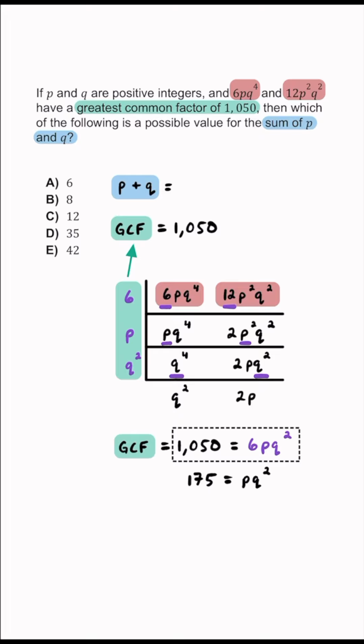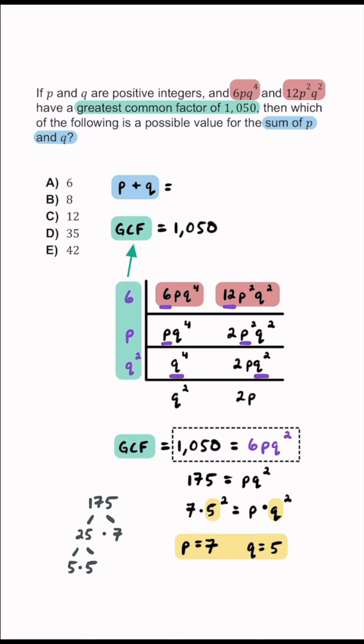the second power. Using the prime factorization for 175, we can say that 175 is going to be 7 multiplied by 5 to the second power, which is going to be equal to p multiplied by q to the second power. Hopefully at this point you can see that p must equal 7 and q must be equal to 5. Now that we know the value of p and q, we can find the sum of these variables, which is just going to be 7 plus 5, which is going to equal 12. So let's go with answer choice C.